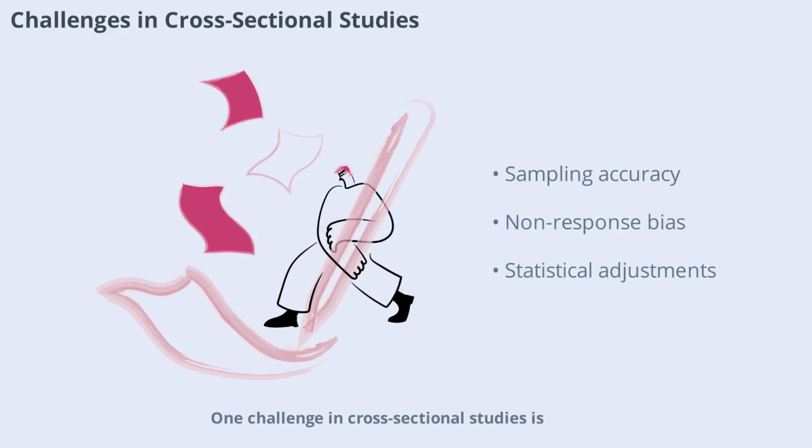One challenge in cross-sectional studies is ensuring the sample accurately reflects the population. Factors like non-response or selection bias can skew results. Researchers must use careful sampling methods and statistical adjustments to address these issues and improve the study's validity.